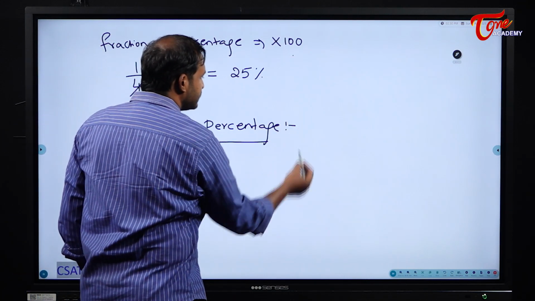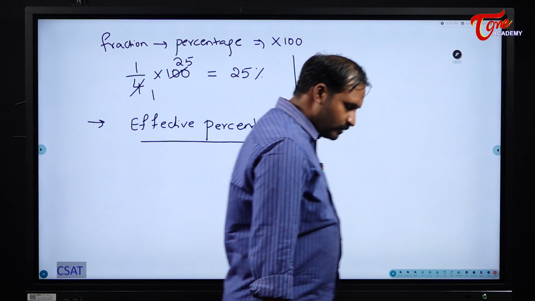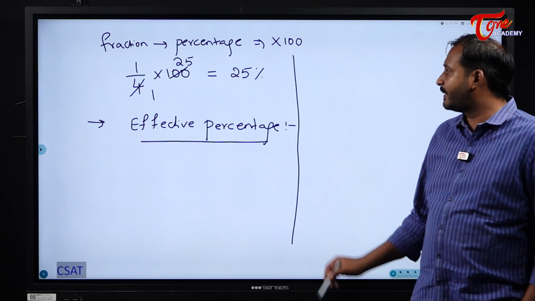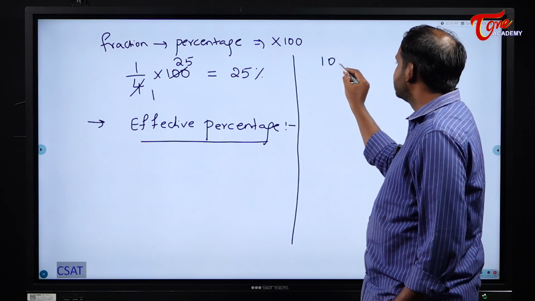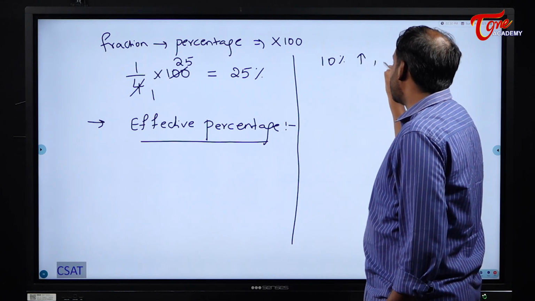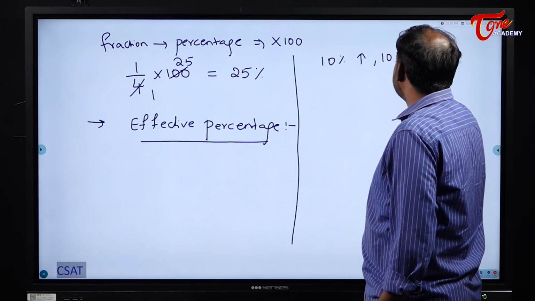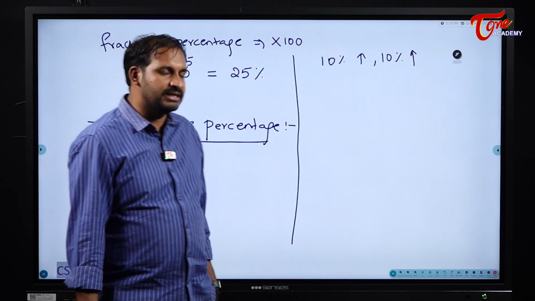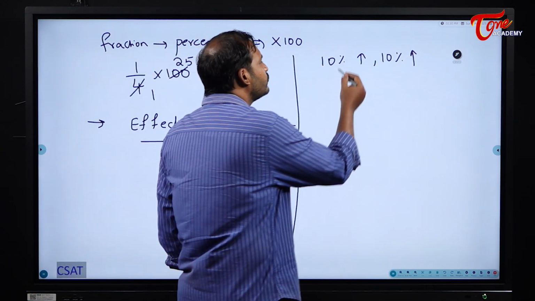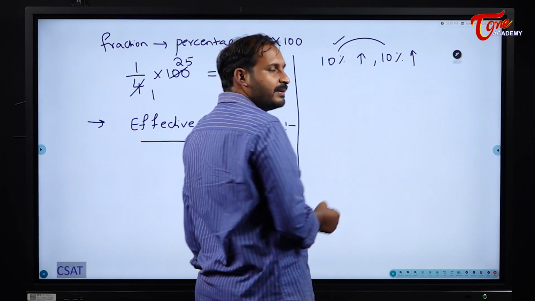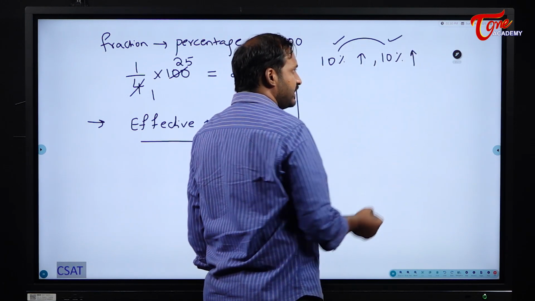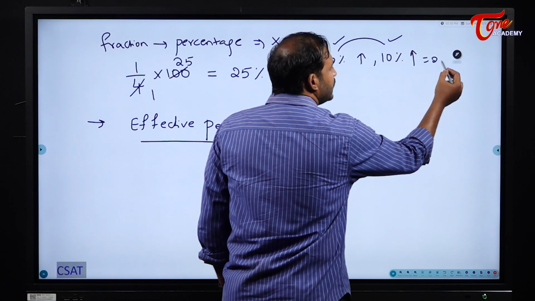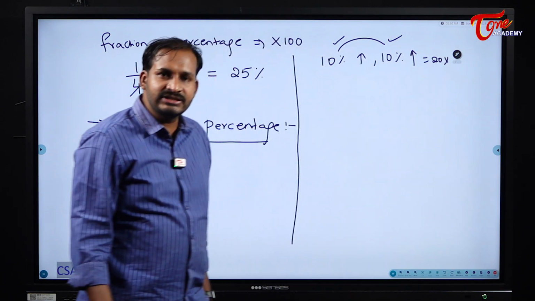For example, students, there is a person whose salary is increased by 10% and 10% successively. Then what is his overall increase in the salary? Usually if you don't know the concept, you may think his salary is increased by 10% once and 10% the other time, so overall his salary is increased by 20%. But what actually happens here?